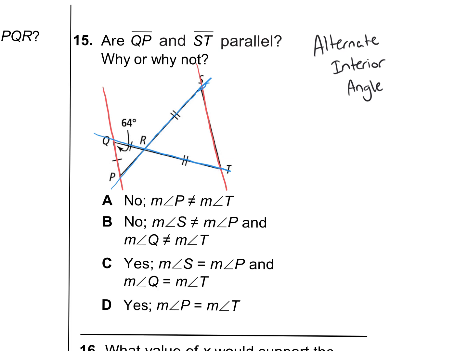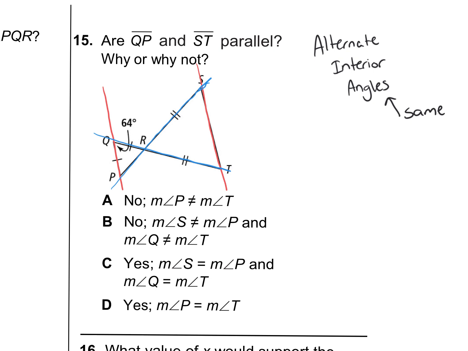The reason for that is because what do we know about alternate interior angles and their measures? Are they the same or are they different? They're the same, so I want you to keep that in mind. Alternate interior angles should be the same value. So before we can answer the question, we have to know specific angle measures. Okay, it gives us one.